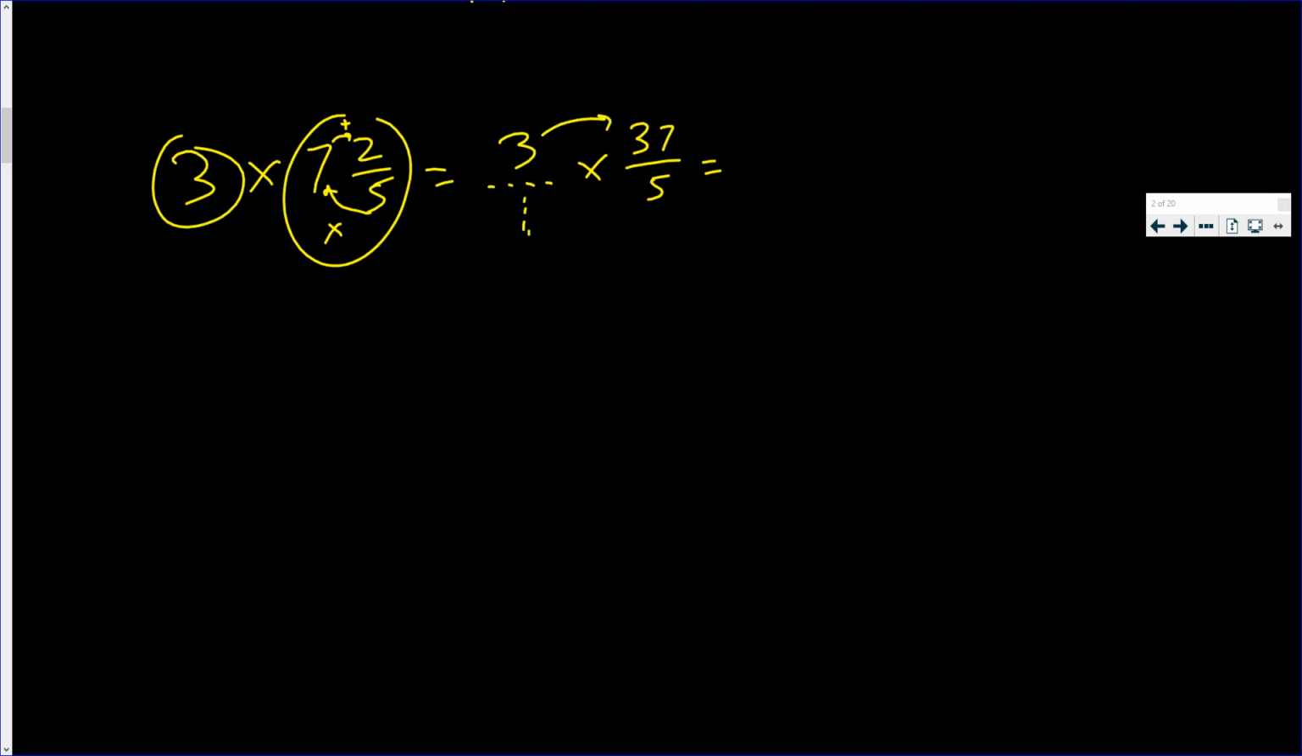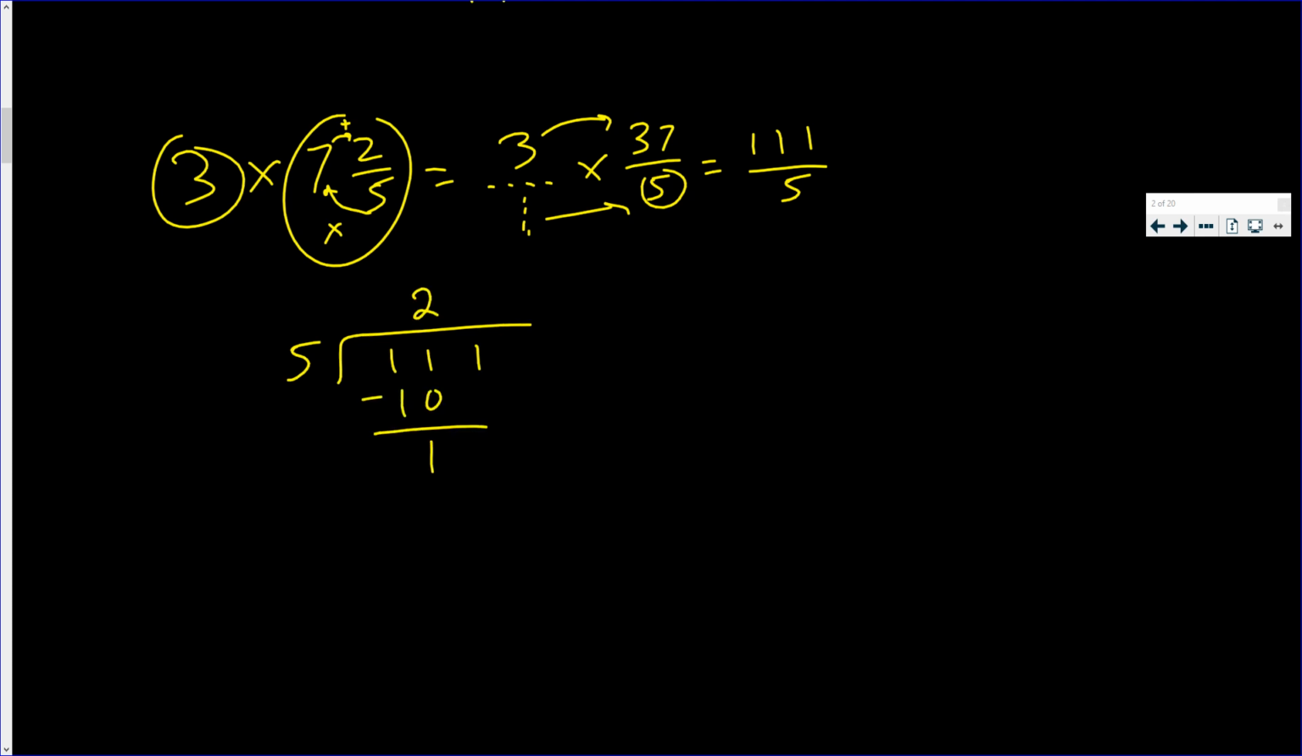3 times 37 is 111, over 1 times 5, which is 5. Now, you can do 5 into this number. It goes in 2 times, that's 10. 1 left over, bring down the 1. It goes 2 times with 1 left over. 22 and 1/5.